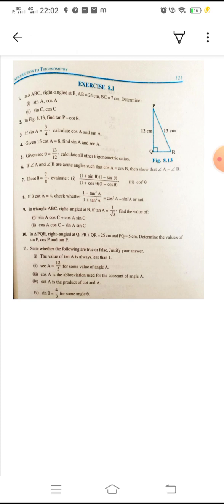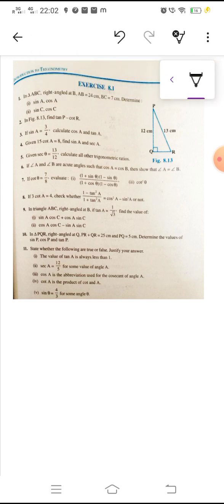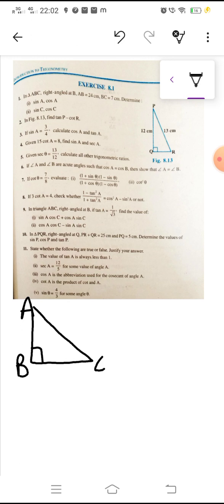This is exercise 8.1. In triangle ABC, right angled at B. Firstly, you have to draw the figure. This is right angle triangle ABC. At B it is a right angle, that means this is B, and this will be A and this will be C, or it can be the other way around.